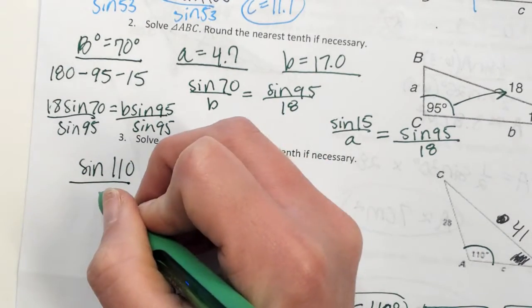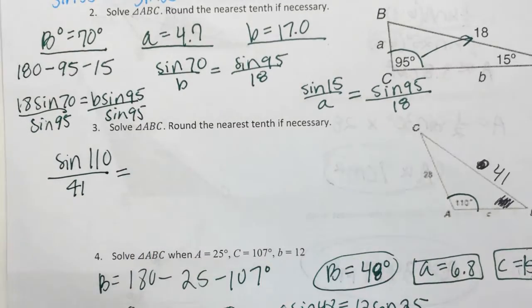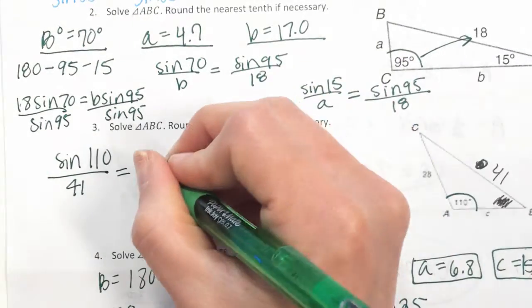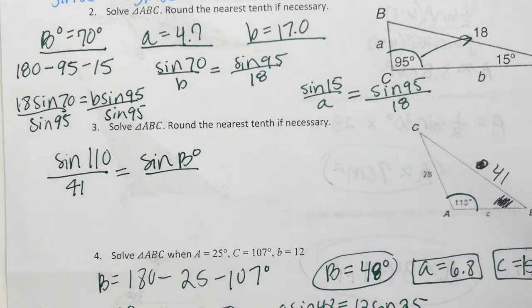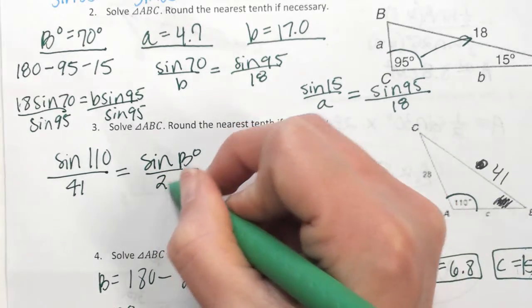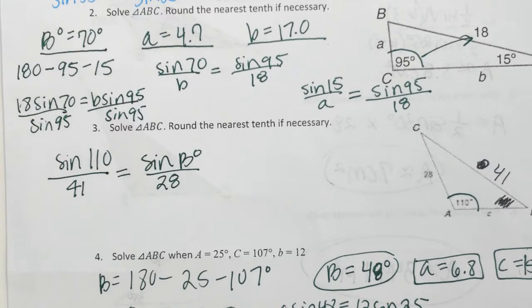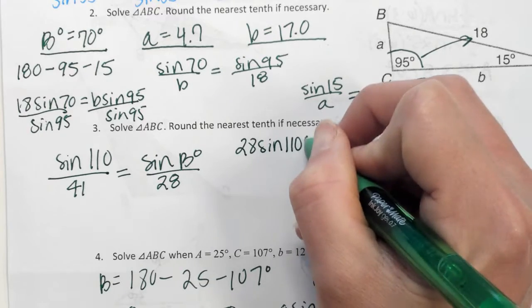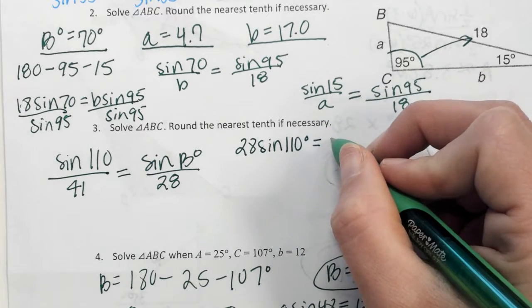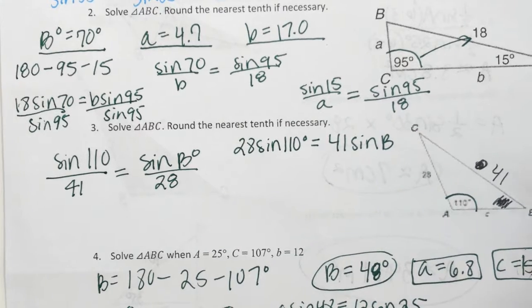110 over 41. Good. And what side do we have? B. Yes, but do we know its angle? So I'm going to put sine of B degrees. But what's the side? Good. We still have to cross multiply. So we'll get 28 sine 110 equals what on this side? Very good. 41 sine B.